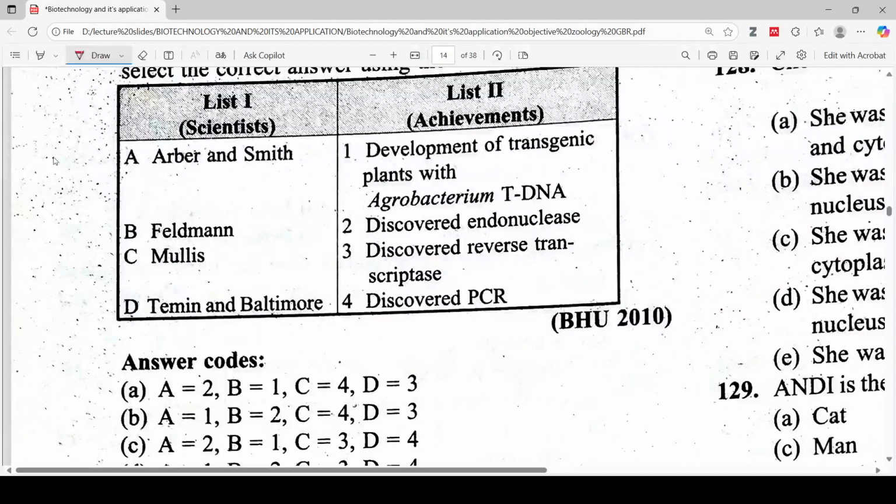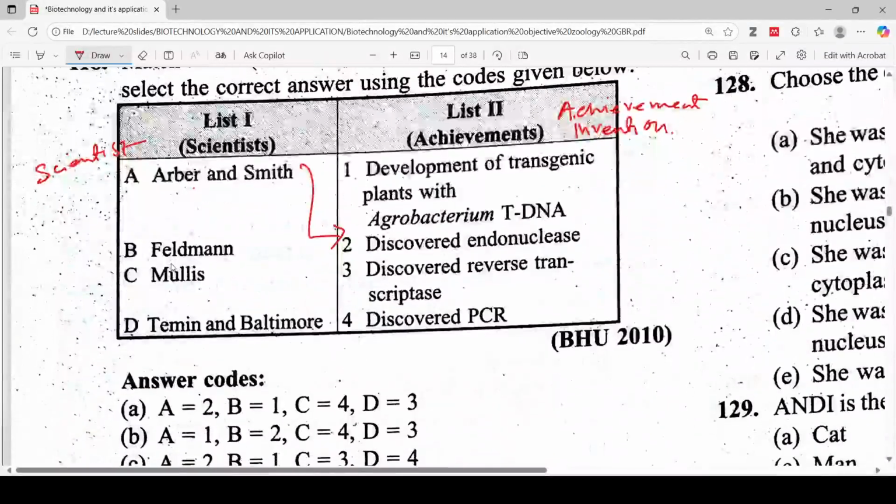So here are the scientists and their achievements or discoveries or inventions. Arber and Smith discovered endonuclease. Feldman will be option: development of transgenic plants with Agrobacterium T-DNA.